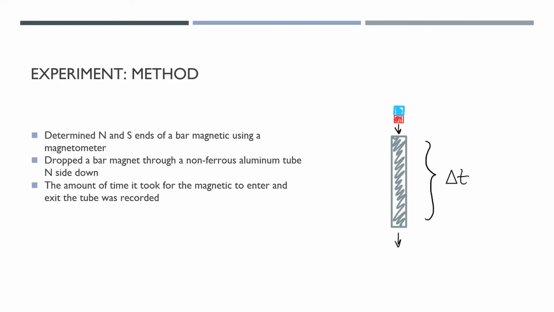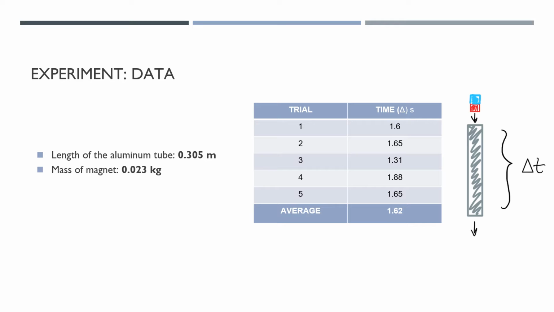We determined the north and south ends of a bar magnet using a magnetometer. Then we dropped the bar magnet through a non-ferrous aluminum tube north side down. We measured the amount of time it took for the magnet to enter and then exit the tube. This was the change in time. We did this 5 times. This was our experimental data.